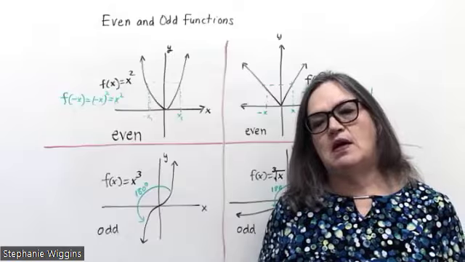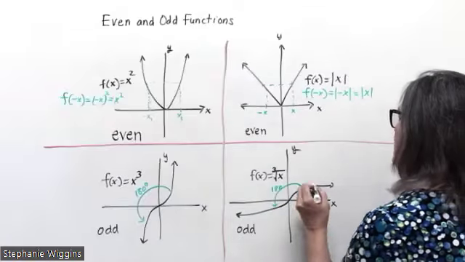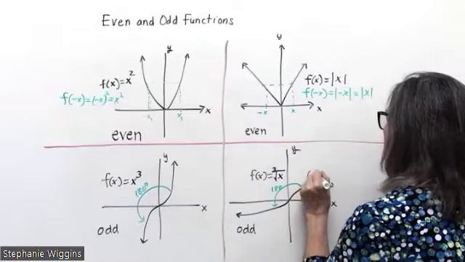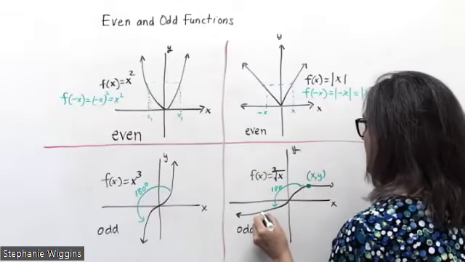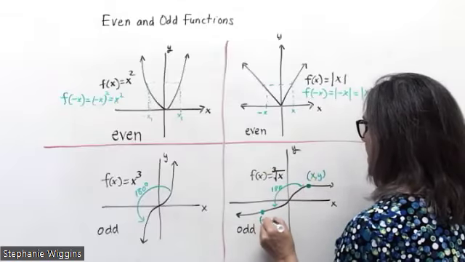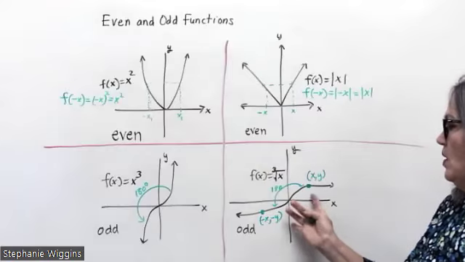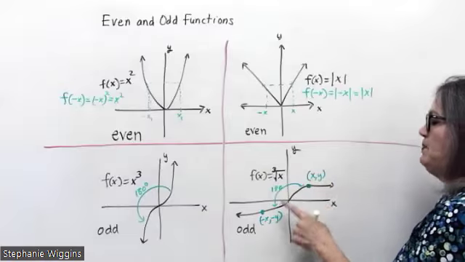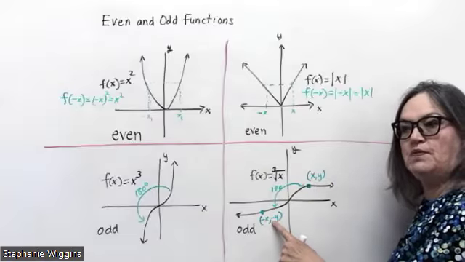Now, symbolically, what does that mean? That means that if I have a point here, let's call it x, y, and I rotate it 180 degrees, it's going to take me over here to minus x, minus y. Okay, and so when I put in the opposite sign for x, I should get the opposite output.